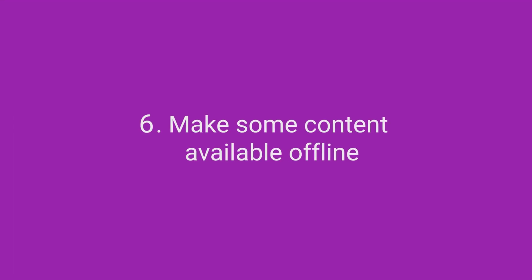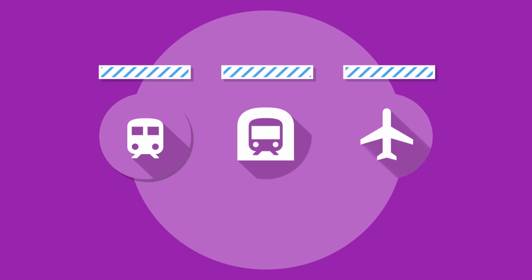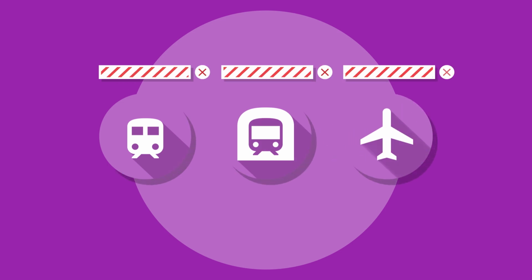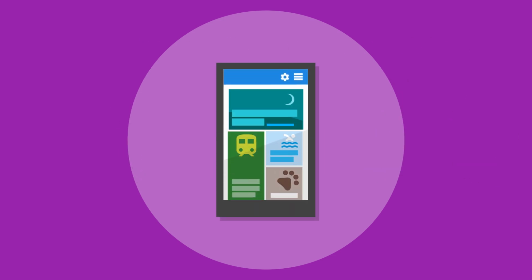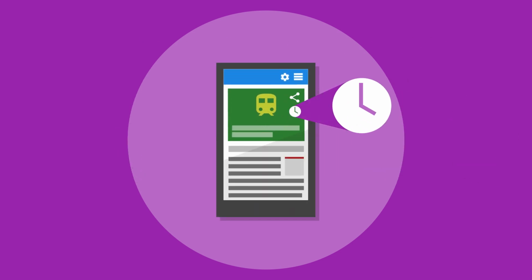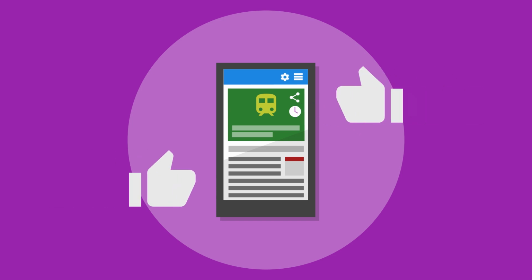6. Make some content available offline. Newspapers are often read on trains, subways, and airplanes, places with little to no data connection. Implementing a cache for offline reading helps make content available in these places. You can also provide a read later option to cache selected pages. If you want to reach your readers whenever they want to consume your content, then offering this service is crucial.